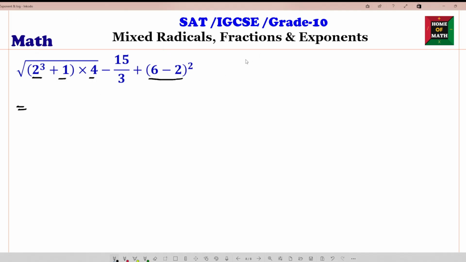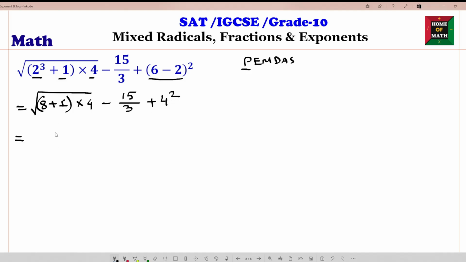As per PEMDAS, first we have to solve P, it means parenthesis. So here is 2 cube, it means 8 plus 1, right, times 4 root over, minus 15 divided 3 plus, here is 6 minus 2, it means 4 and square.